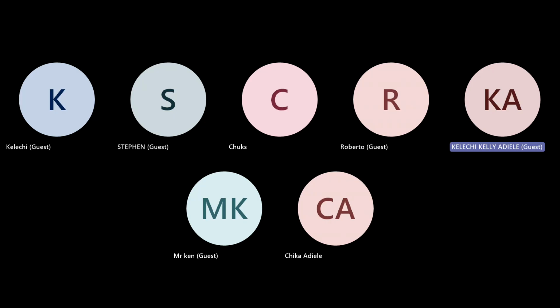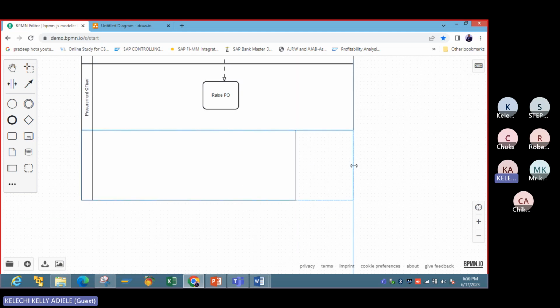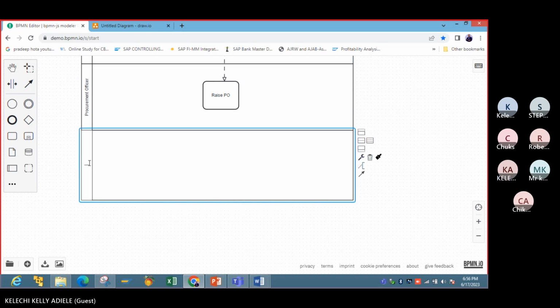Pool, put it here. You can reduce the length, the width, drag it. So what's your next activity after PO? Goods received. You receive the goods. Yeah. Okay. So the person who does this is the warehouse.